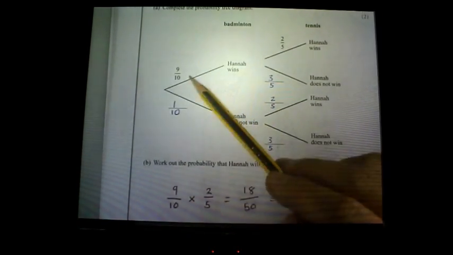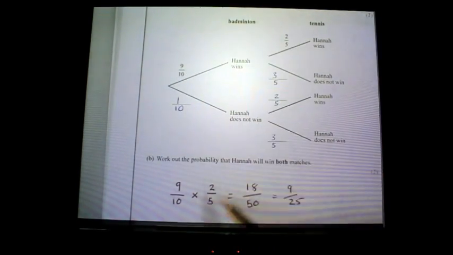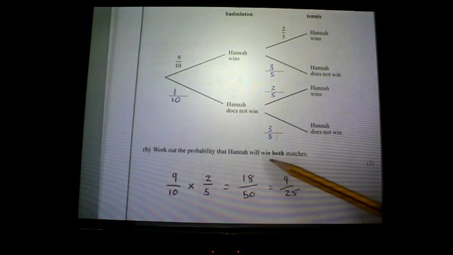Question 18. Probability tree, fill it in, should look something like that. If that's 9/10, that's 1/10. If that's 2/5, that's 3/5. There you go. Work out that probability. Hannah will win both matches, so you've got to go for win, win. So 9 out of 10 times 2 over 5. It doesn't say anything about simplifying it, but I chose to simplify it. It's 9 over 25, 4 marks. Very easy. I think that's probably the easiest marks you'll get on the exam paper at this late stage.